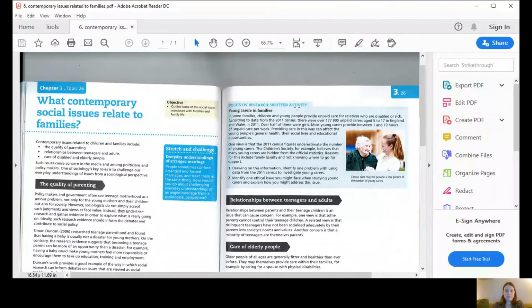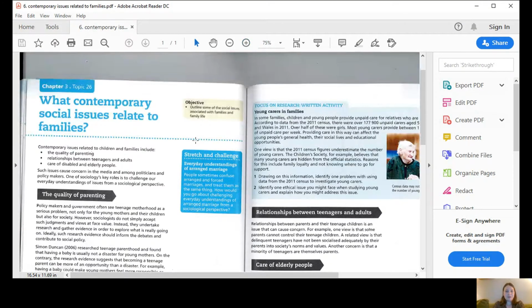So I am going to go through a PowerPoint with you today. But you should also have this sheet that I will show you in a moment, and I'd like you to use this sheet as well, please. Like all of the other weeks you've been doing, this is a photocopy of the textbook that we've been using all year. It's got the objectives there, and outlines some of the social issues associated with families and family life. So this is our topic for today. And I'm also going to share with you a PowerPoint, and that's what I'll go through for most of this lesson.